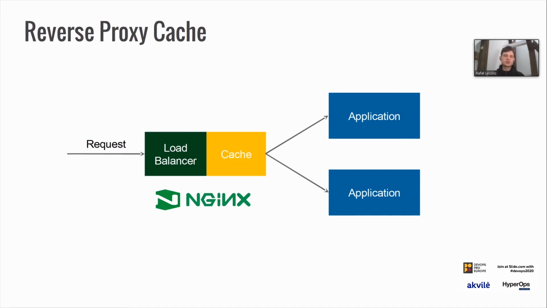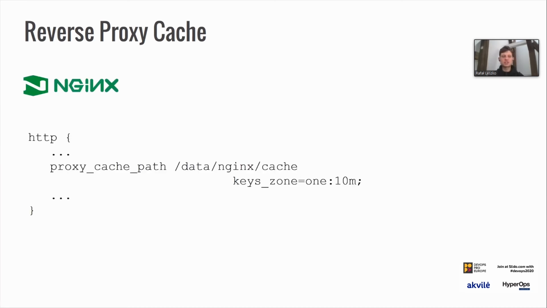A very good solution for this kind of caching is Nginx. You use Nginx for a lot of things. It also has a feature for caching. So if you would like to enable caching in Nginx, all you have to do is add this line. Obviously, there is more to configure, but that is the minimum you can configure.